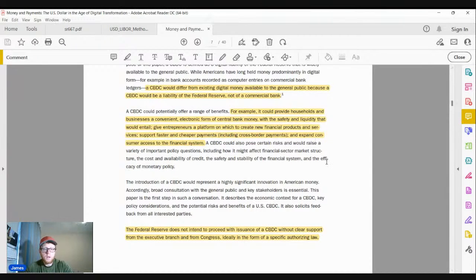But basically, a range of benefits they're talking about is that it could provide households and businesses with convenient electronic forms of central bank money with the safety and liquidity that would entail, give entrepreneurs a platform on which to create new financial products and services, support faster and cheaper payments, including cross border payments, and expand consumer access to the financial system.